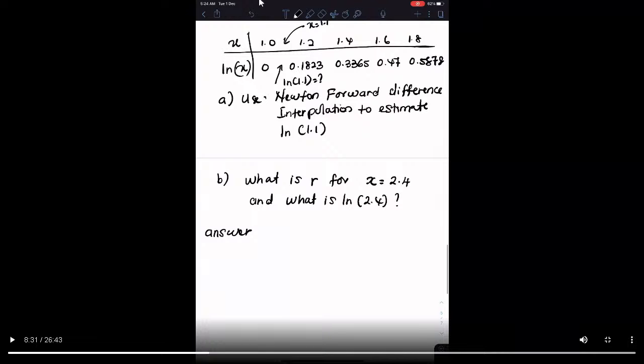So in this case, what is R? If you want to find 1.1, you use the formula. What is the formula? X equals x naught plus RH. So R is x minus x naught divided by H. Please remember, this is a common, basic formula. So what is H?